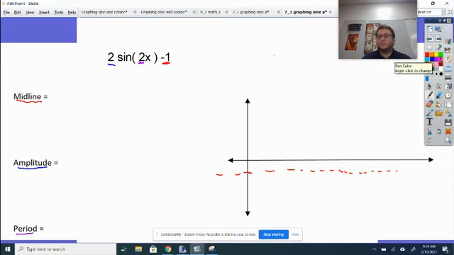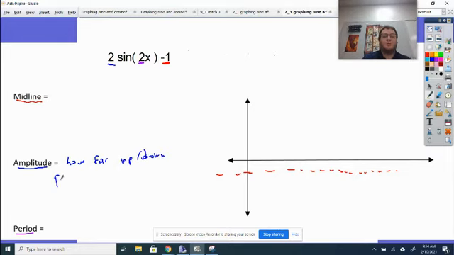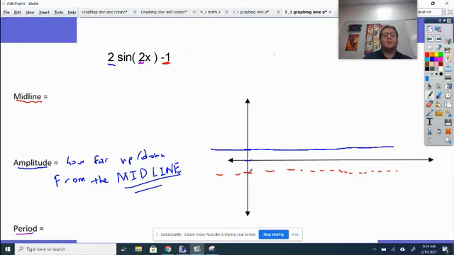For amplitude, amplitude is 2. So what amplitude means is how far up and down from the midline. Now it is important that you go from the midline, not the x-axis, unless they are the same thing. Always from the midline. So I'm going to count up by 2. So 1, 2. I'm going to put a solid line up here. I'm going to count down by 2. 1, 2. And I'm down here.